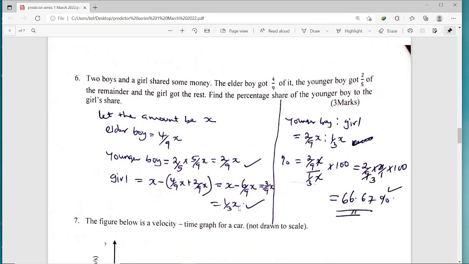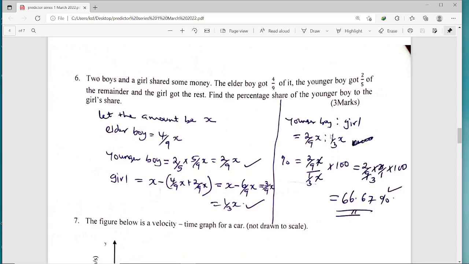So that is what the girl got. The girl got a third x. So there is a mark for finding what the boy got and what the girl got. Then from there, you are asked to find the percentage share of the younger boy to the girl's share.